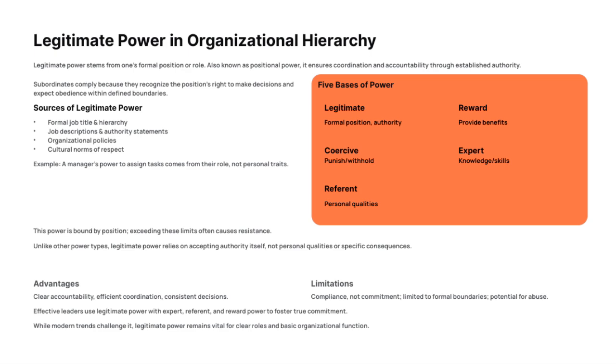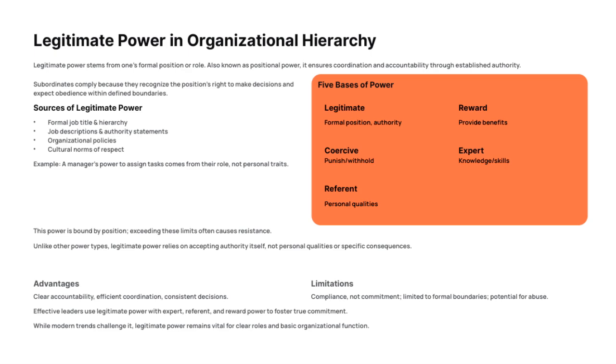This power comes from formal job titles, hierarchy, job descriptions, organizational policies, and cultural norms of respect. Subordinates accept this power because they recognize the right of the position to make decisions and expect obedience within those defined boundaries. Essentially, legitimate power comes from one's formal position or role, often called positional power, which helps ensure organization runs smoothly through established authority.